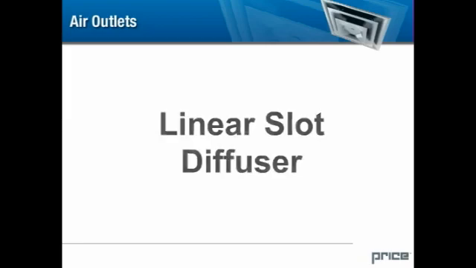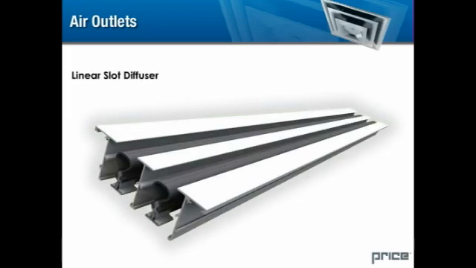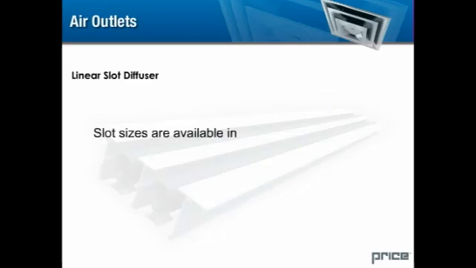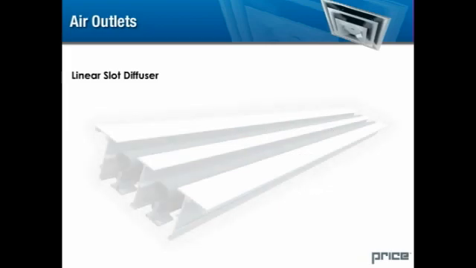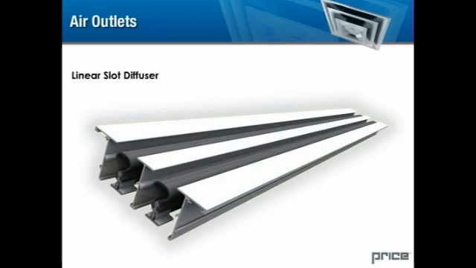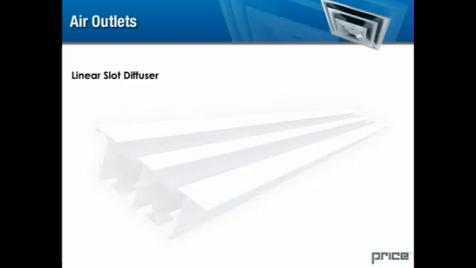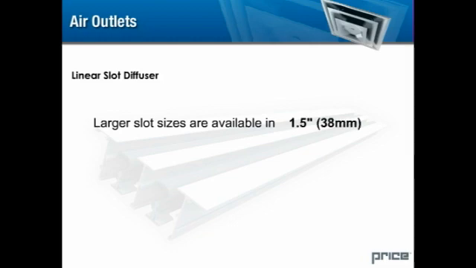Linear slot diffuser. Linear slot diffusers incorporate adjustable pattern controllers in a multi-slot configuration. Slot sizes are available in 0.5 inches, 0.75 inches, or 1-inch widths, and a choice of 1 to 10 slots. Adjustable pattern controllers allow horizontal left, right, or vertical discharge for maximum flexibility. Typically used in ceiling installations, the linear slot diffuser is architecturally appealing, particularly when supplied in continuous lengths. Larger slot sizes are available in 1.5 inches, 2 inches, 2.5 inches, or 3 inches for higher capacity applications.